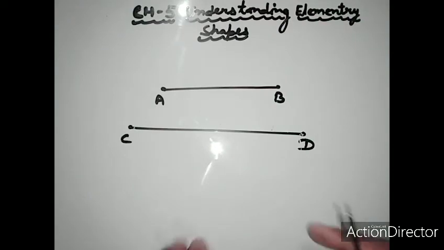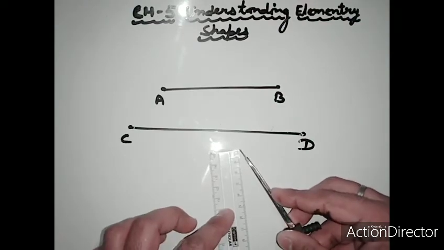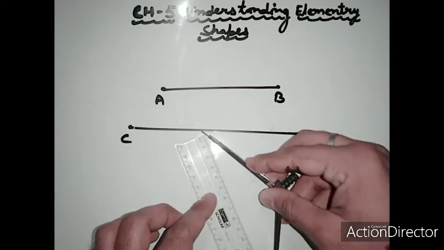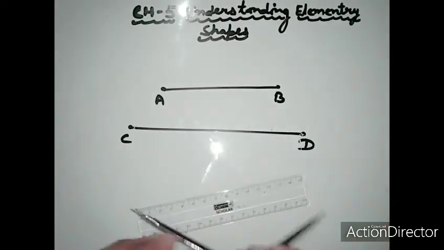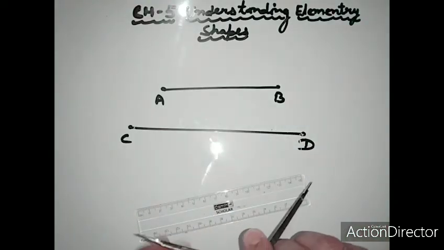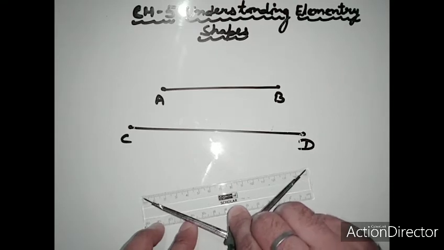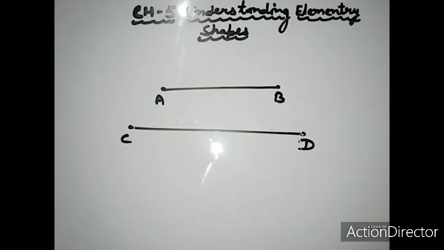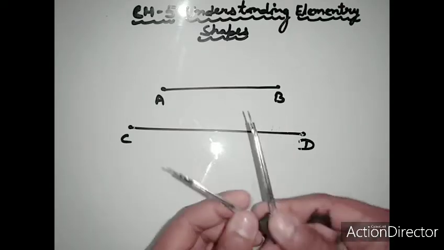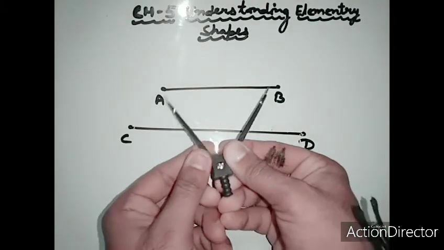Now we measure on the scale, right? So here we get exact 15 centimeter, the length of this line segment, right? 15 centimeter. Now here we use the same method and we find the exact length of this line segment AB, right?